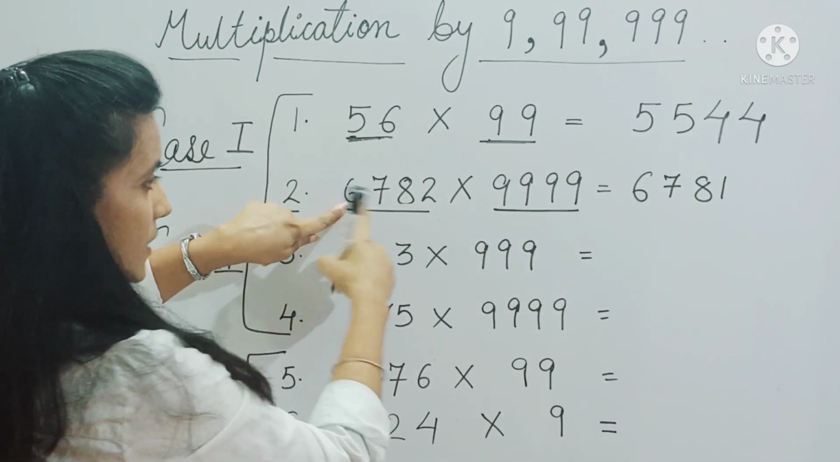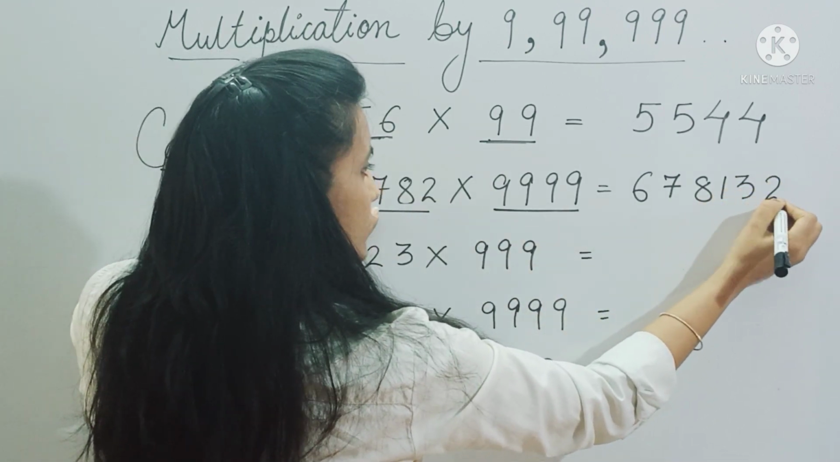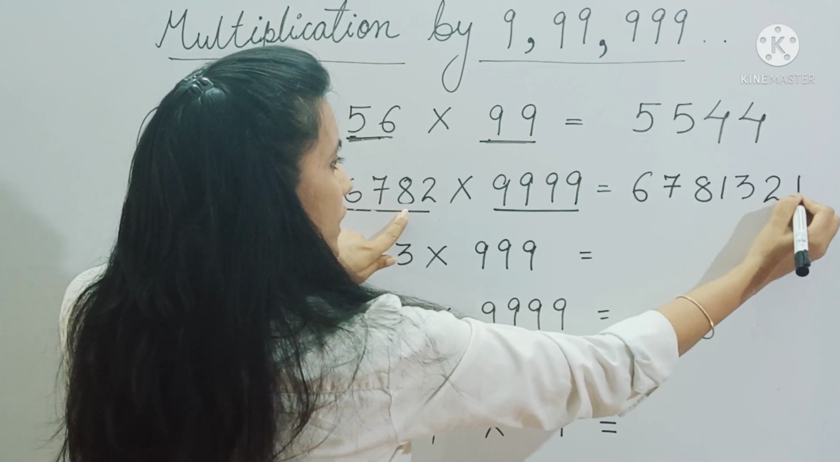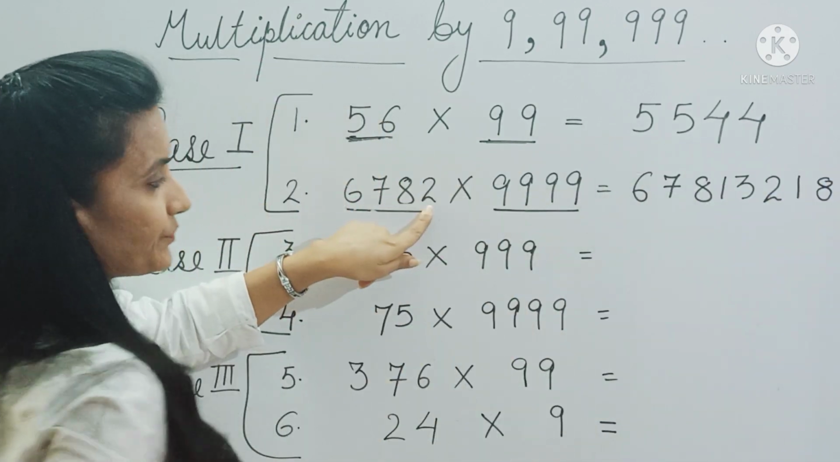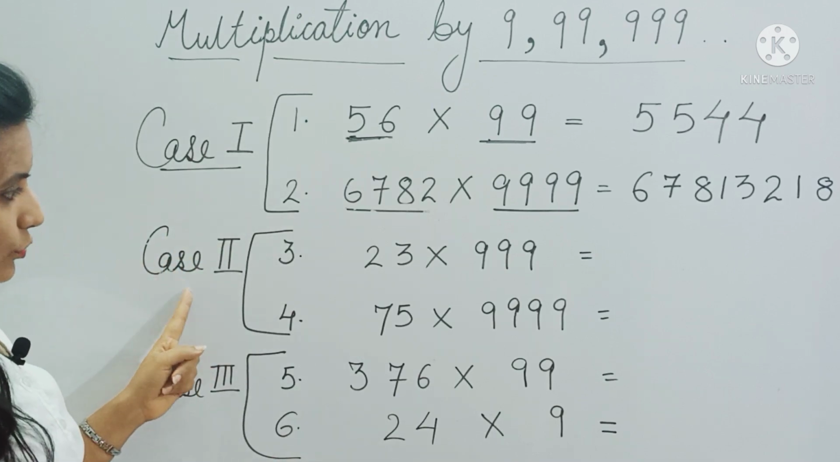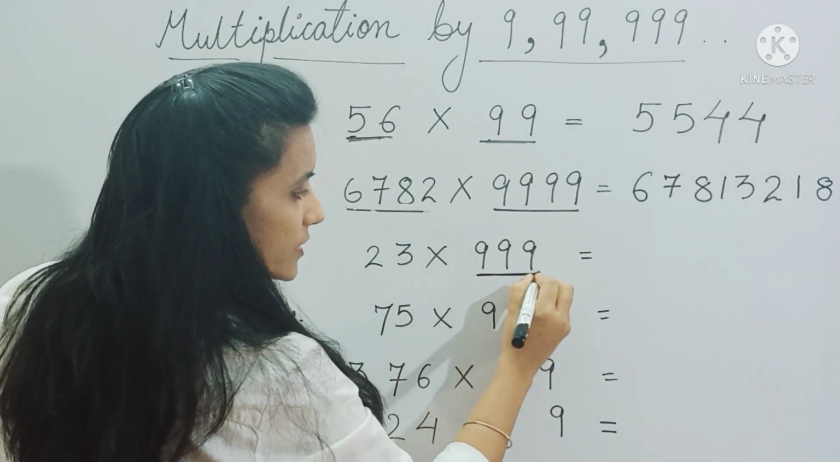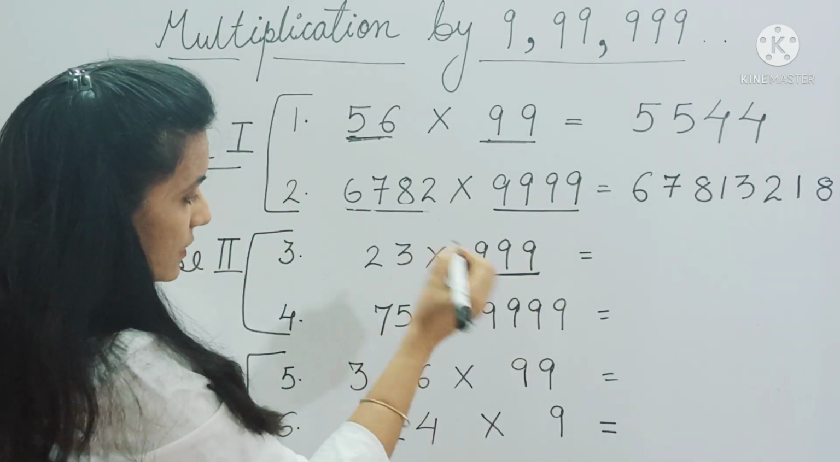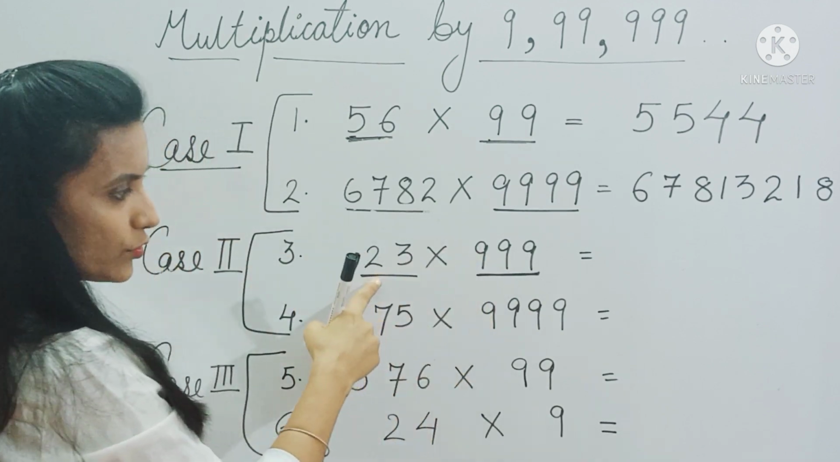So 6 plus 3 gives you 9. 7 plus 2 gives you 9. 8 plus 1 gives you 9. And 2 plus 8 gives you 10. Alright. Now in case 2, if you notice, you have more digits in your multiplier than your multiplicand. Okay, here you have 3 digits, here you have 2.